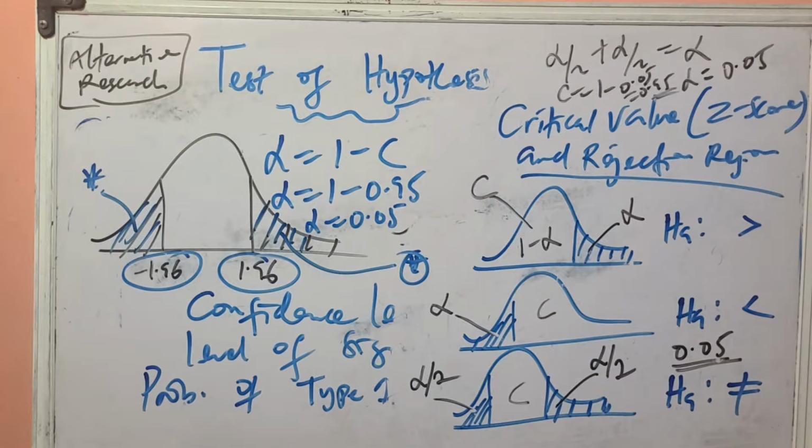Very simple and very straightforward. This is key to you understanding questions on this topic. All right, note what I just said. Note it, digest it very well. The area of the rejection region is alpha, which is the level of significance. And the area of the acceptance region is C, which is 1 minus alpha.